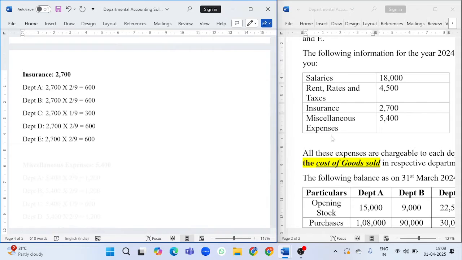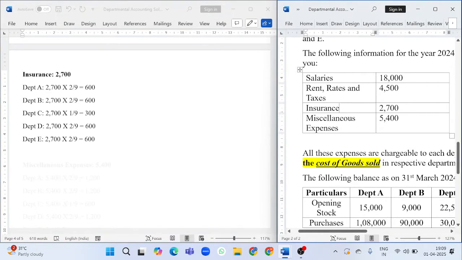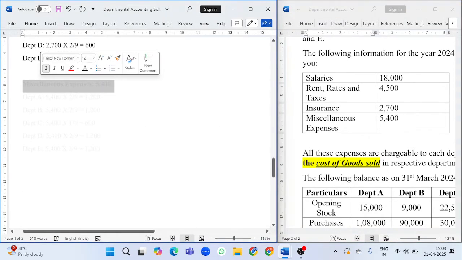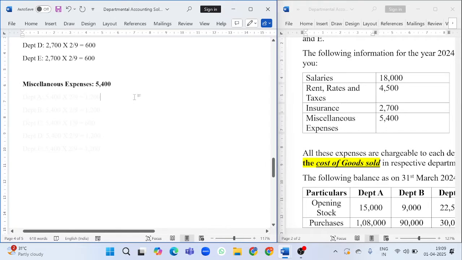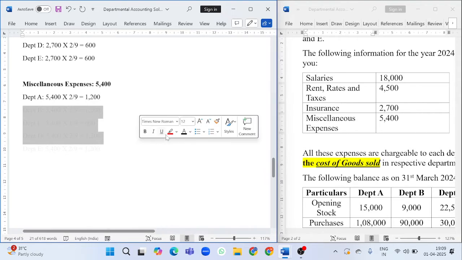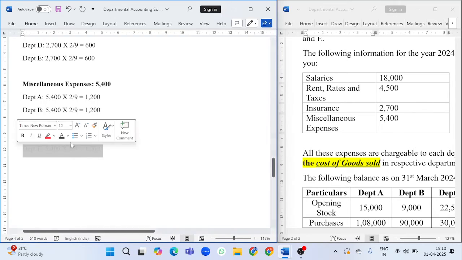Now let us apportion the fourth expense, that is miscellaneous expense. The total miscellaneous expenses are 5,400 rupees. Let us calculate for department A. The total miscellaneous expenses is 5,400 into department A ratio 2 and the total ratio is 9. So we will get the apportioned expense, that is 1,200 rupees. Similarly, let me calculate for the other departments also.